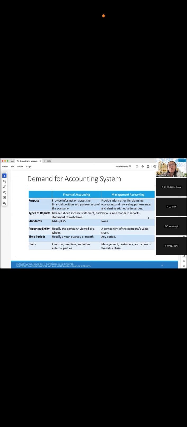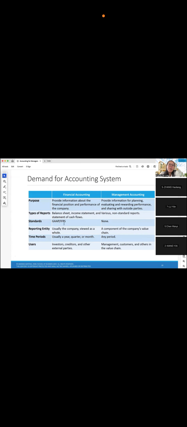In fact, each firm would choose the format that is most useful for their own decision making, and they would produce reports accordingly. Under FA, we typically follow IFRS for the majority of the world, and of course, in the US, they follow US GAAP. Under management accounting, there is no standardized way to produce the reports, because there are no commonly accepted standards under management accounting.